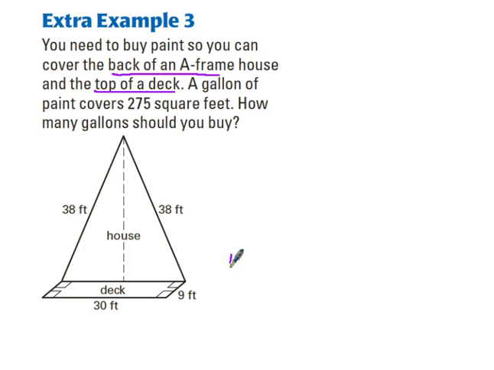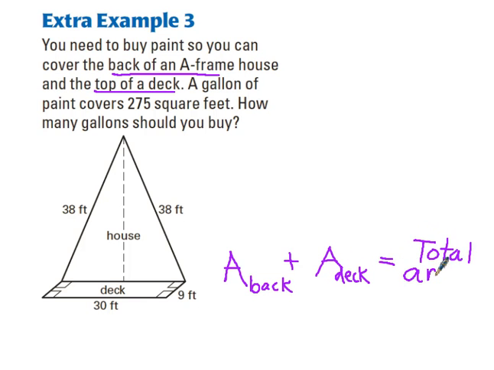Well, what we're going to be finding is the area of the back plus the area of the deck. Let's make that a subscript to get the total area. So what are we going to need to do? We're going to have to find some measurements. We're going to have to find those areas and then add them together in order to know how much paint we need by dividing by 275.